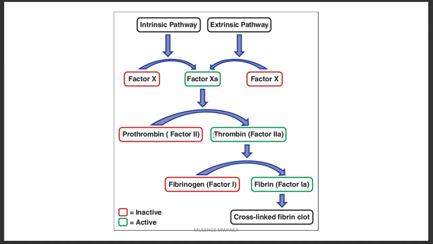Prothrombin is factor 2 and then goes to thrombin, which is factor 2 activated. The thrombin is the one which converts fibrinogen into fibrin. Fibrinogen is factor 1 into fibrin, and then the fibrin is supposed to be strengthened. So factor 13 is the one which comes down here, the fibrin stabilizing factor 13.